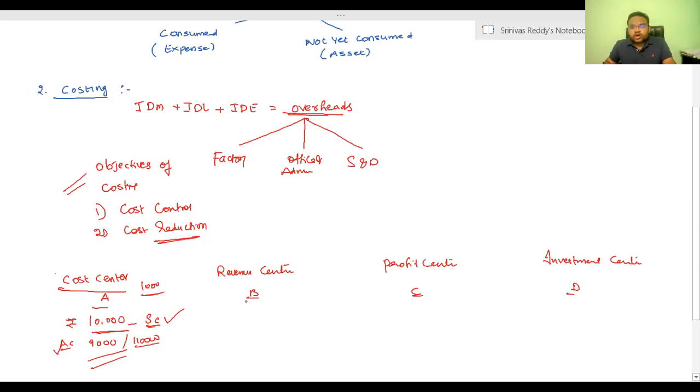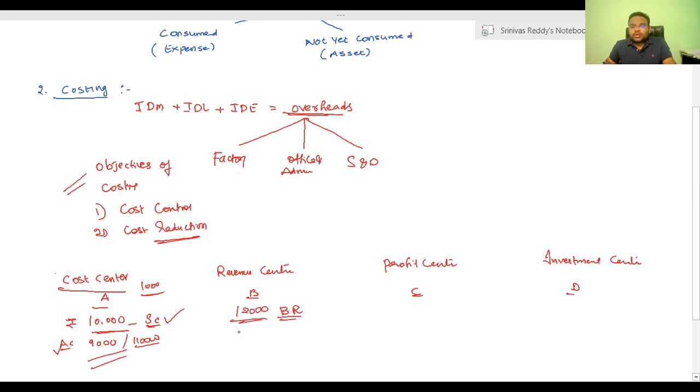Next, I'm putting a concept called revenue center. I told person B, whatever Mr. A has produced, those 1,000 units, you need to sell it for 12,000 rupees. This we call as budget revenue. So I should get a revenue of 12,000.